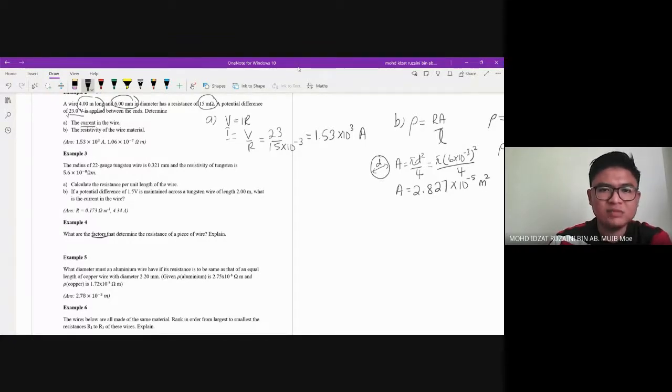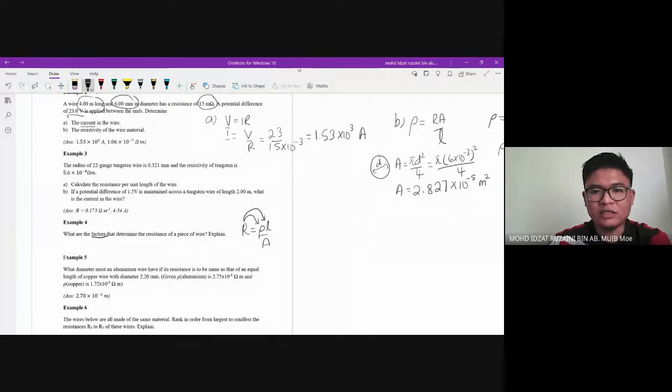Okay, so in this case, that's why you have to rearrange the equation R equal to rho L over A. So what does it mean? Resistance is actually affected by, first, the resistivity of the material. The first one. What does it mean? R is related to resistivity. If you use different materials, then R will be different. Or R will depend on the length of the wire.